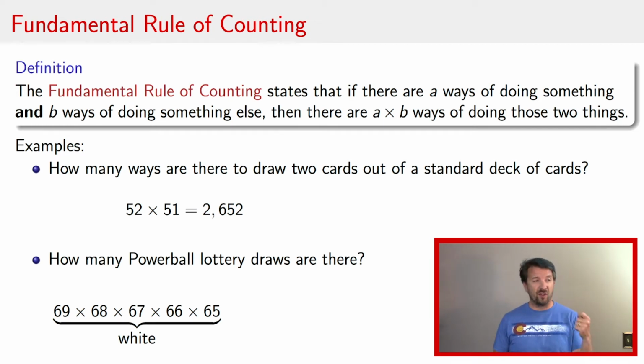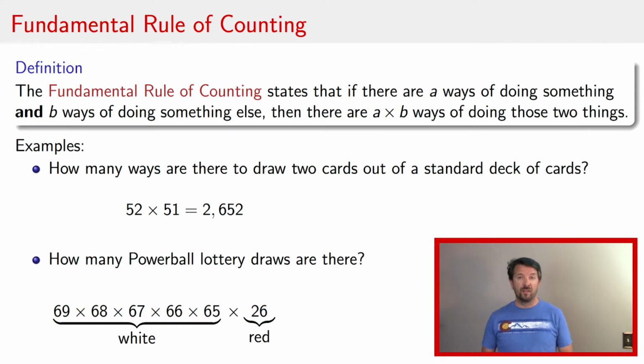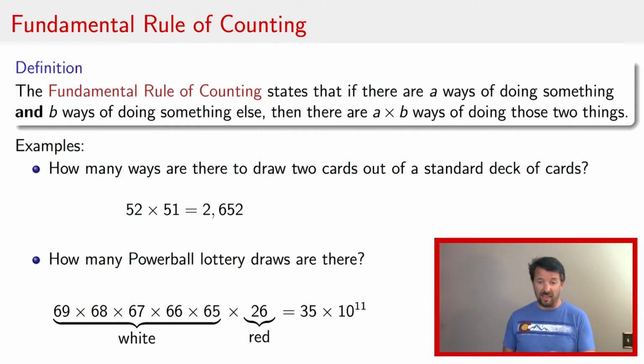And so we ask ourselves, how many ways are there to draw the second ball? Well, there's 68. Then 67, then 66, then 65, and then we're left to draw that 1 red ball, and there are 26 balls, so there's 26 ways of drawing that red ball. And so if we ask ourselves how many different unique lottery draws are there, we just multiply 69 times 68 times 67, 66, 65 times 26. And we find out that there are quite a number of ways to draw those lottery balls.